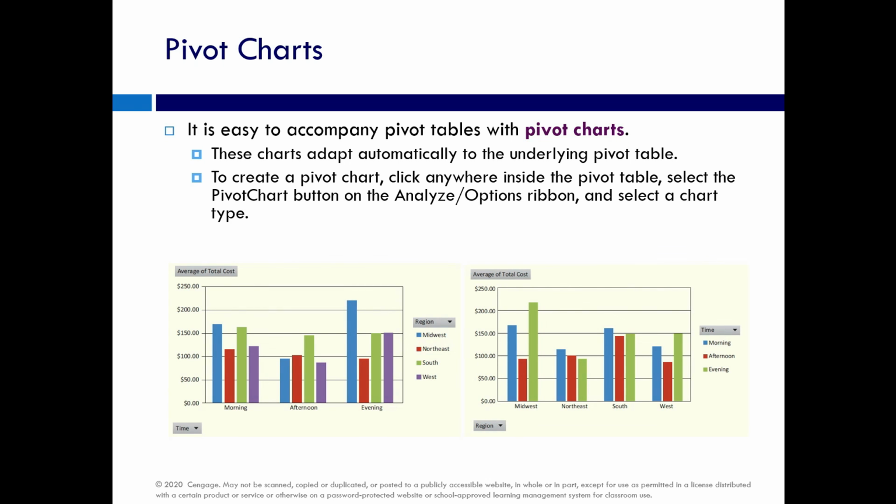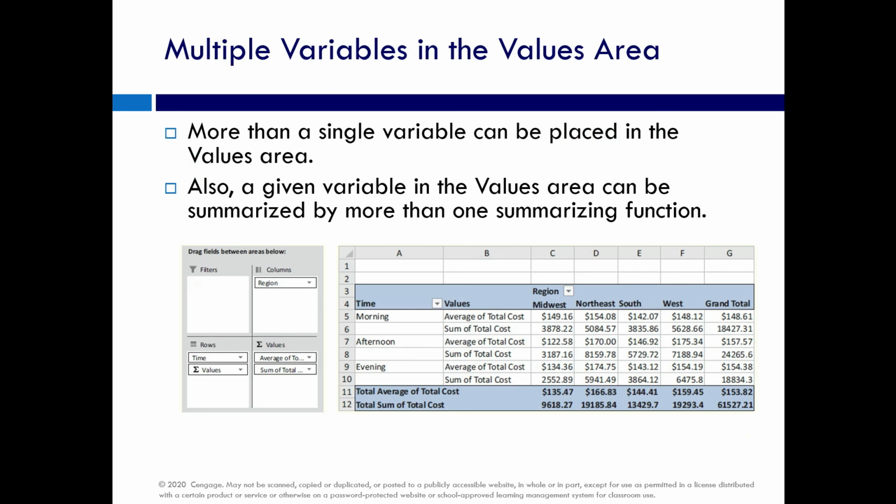Pivot charts. It's easy to accompany pivot tables with charts. These charts adapt automatically to the underlying pivot table. To create a pivot chart, click anywhere inside the pivot table and select the pivot chart button. Multiple variables in the values area. More than a single variable can be placed in the values area. Also, a given variable in the values area can be summarized by more than one summary function.